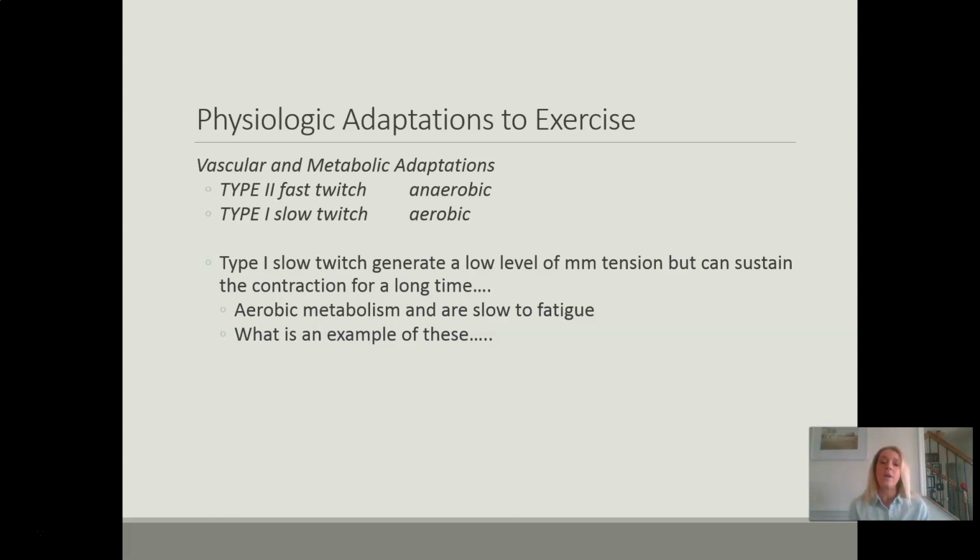Again, the type 1 are going to generate a low level of muscle tension, but can sustain that contraction for a long time. And then your aerobic are slower to fatigue. So examples of those are going to be like your postural muscles that are at work pretty much the whole time that you're awake, that you're upright, keeping you and holding you in proper position.